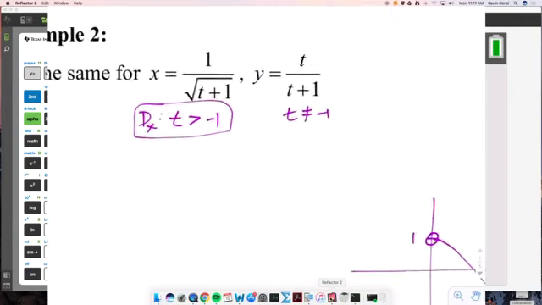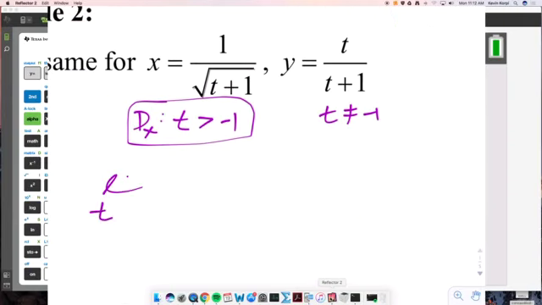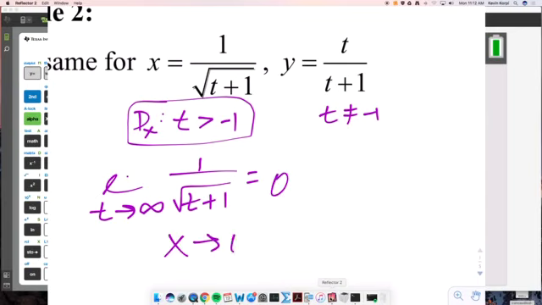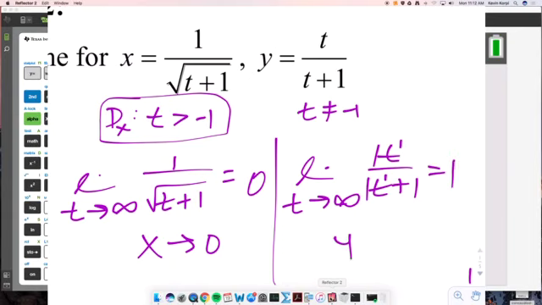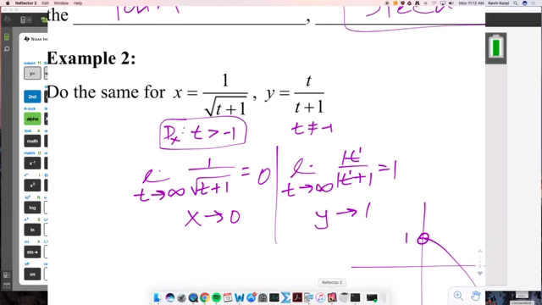Now let's see what happens. The limit as t approaches infinity of 1 over the square root of t plus 1 is what? 0. So that means that my x value is approaching 0. I kind of saw that. What would be the limit as t goes to infinity of the y value, t over t plus 1? It's t to the first, so it's leading coefficient over leading coefficient. So the y value is approaching 1. So we can get that information by doing old calculus stuff, limits, and we saw that graphically.